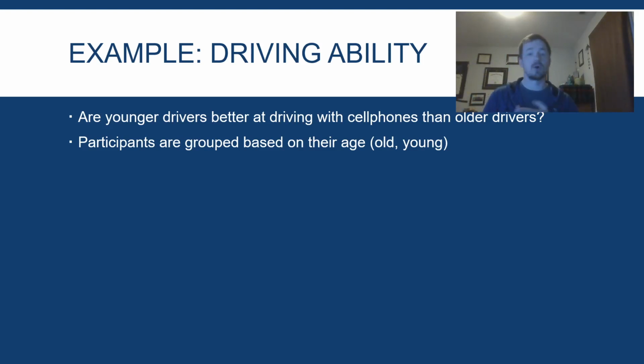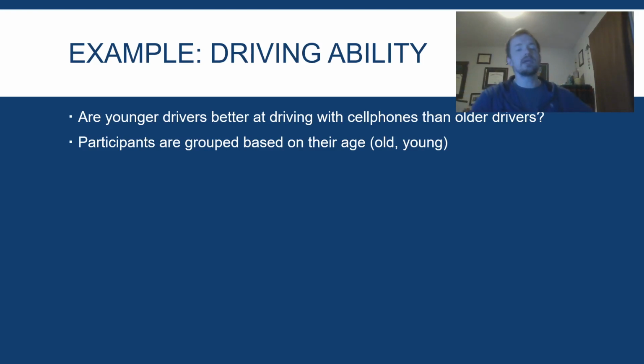If someone is old and driving with a cell phone, then their performance will be worse than someone who is young with a cell phone, or someone who is old without a cell phone. You get the idea. There's lots of different kinds of information we can tease out of that simple idea.